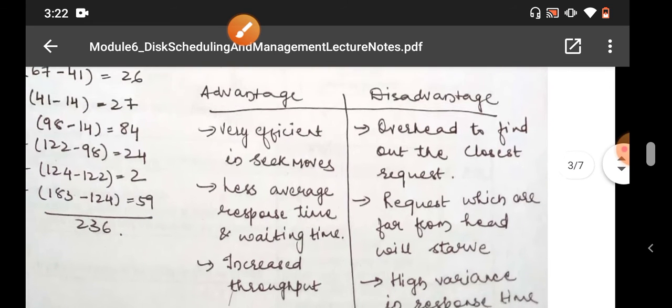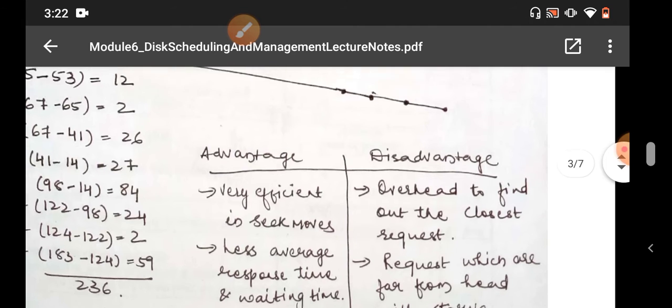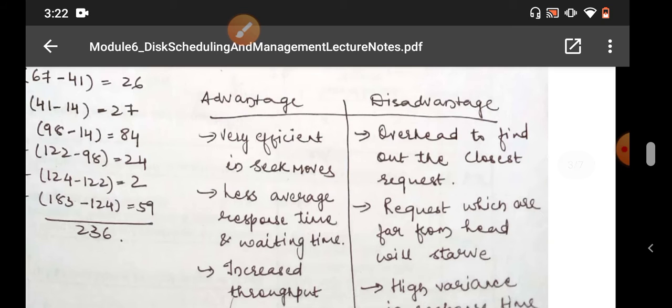The advantages are very efficient seek moves, less average response time and waiting time, and increased throughput. Disadvantage: overhead to find out the closest request. Obviously, because in the runtime environment in the CPU, there may be many IO requests coming in parallel all together. So it's very difficult to find out the closest request.